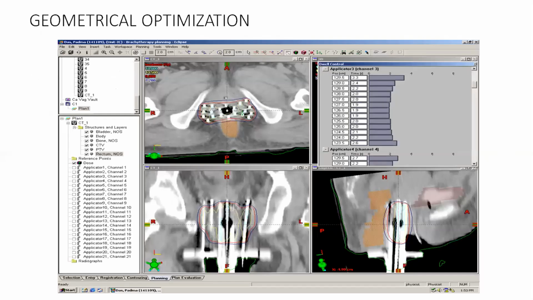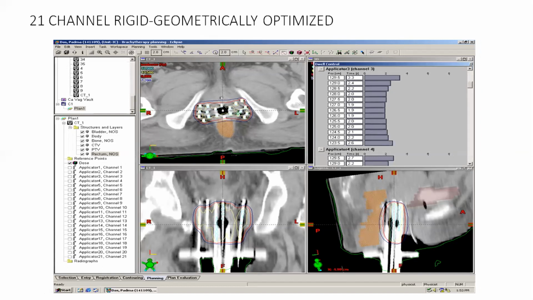And this is how it is done. You can see the dwell times, that is where your source position is and how much it will be staying there and radiating. So you optimize this to have a proper isodose that saves your organ at risk and gives a proper dose to your target volumes.